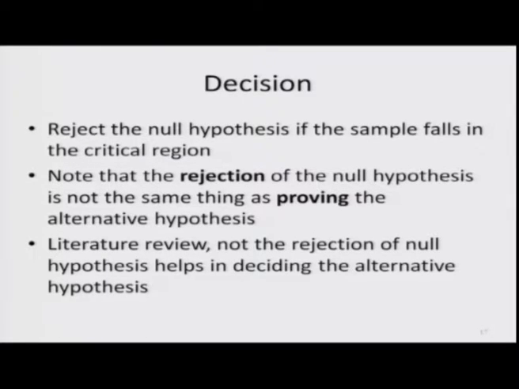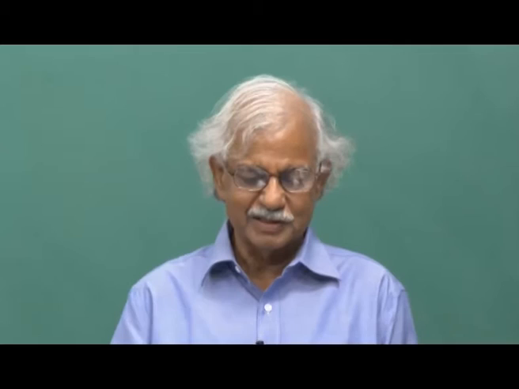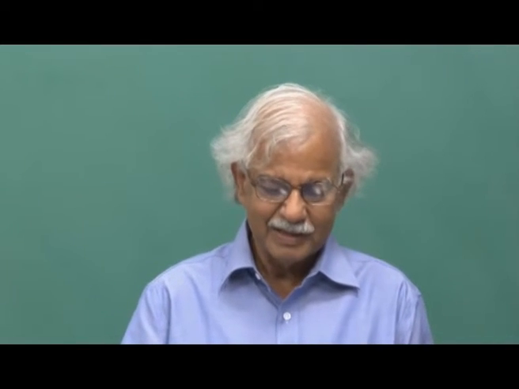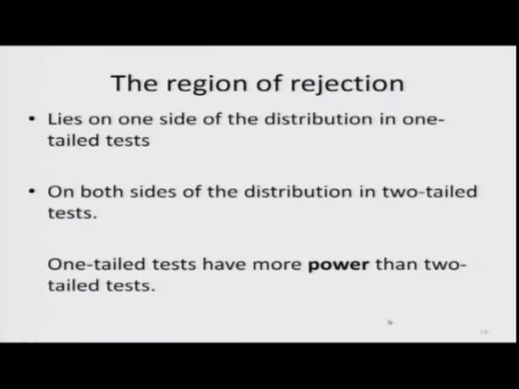According to philosophers like Karl Popper, you can never prove anything, you can only reject something on the basis of hard facts. Literature review, not the rejection of the null hypothesis, helps in deciding the alternative hypothesis, because for the same null hypothesis you can have many alternative hypotheses.